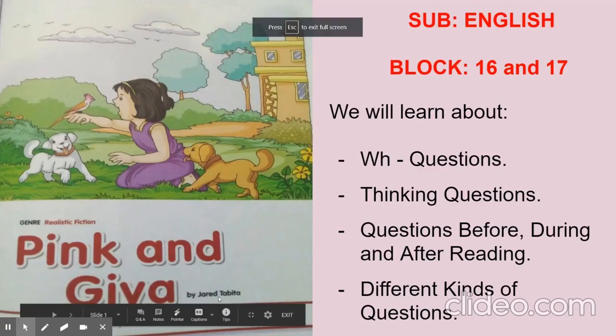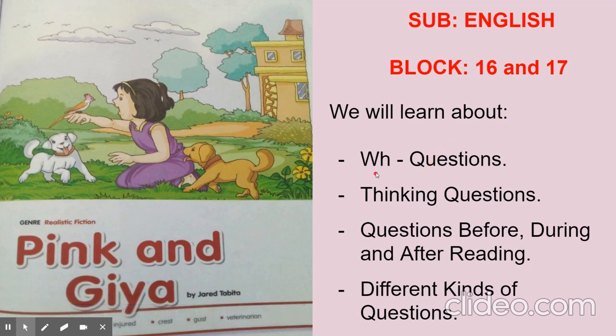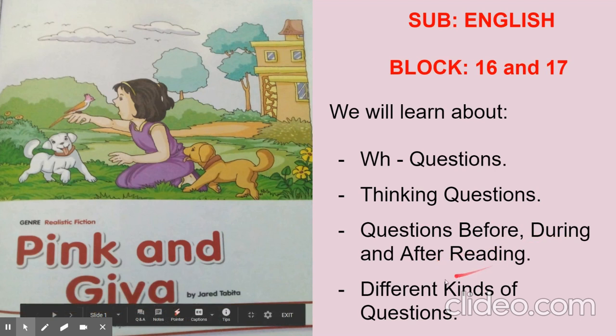Good morning, children. In today's English class, we are going to learn Block 16 and 17. We will be learning about WH questions, which are what, where, when, who, and why. Related to that, we'll be learning about thinking questions, questions before, during, and after reading the story, different kinds of questions, and writing about the future.